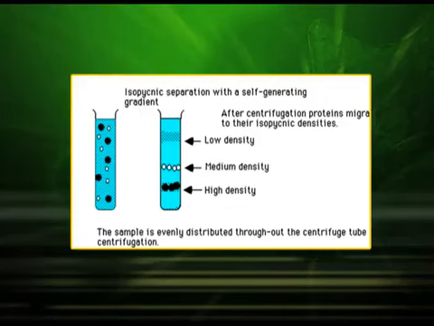So, it starts sinking inside, but the moment the density of the particle becomes equal to the density of the gradient media, that point is known as the isopycnic point. It stops moving. That is how it forms a separate band. I repeat, isopycnic centrifugation is otherwise also known as equilibrium density gradient centrifugation. Why? Because the particle gets separated when its density becomes equal to the density of the gradient media, and that particular point is known as the isopycnic point.